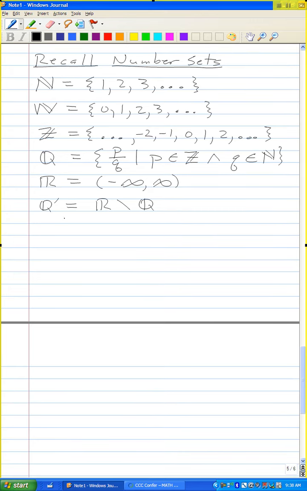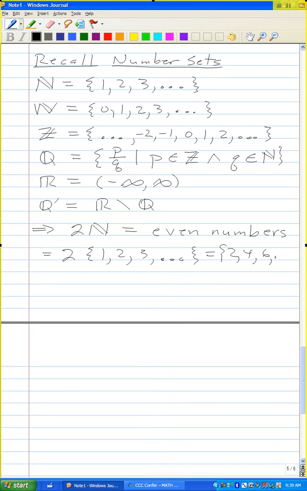Okay, subsets. This would denote the even numbers, because it's 2 times the set 1, 2, 3, etc. So this is the set 2, 4, 6, because you're multiplying everything by 2.